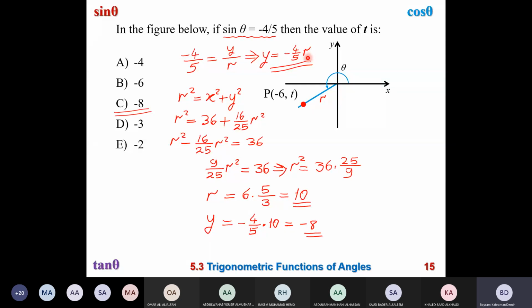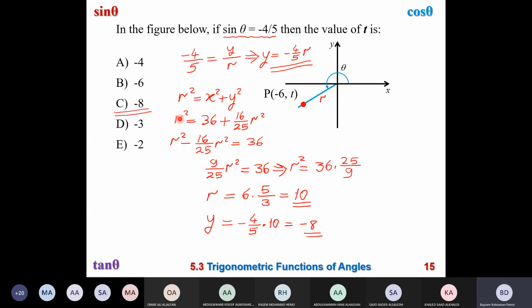Okay. What is next I did? I remember the Pythagorean theorem, right? R square equals x square plus y square. X square, I know that because x is -6, x square is 36. And y square, if you square the equation here, Shabab, then you will get 16 over 25 r square from this equation, because I solved the y in terms of r. So y square will be 16 over 25 r square. Now you see the equation in terms of r only.